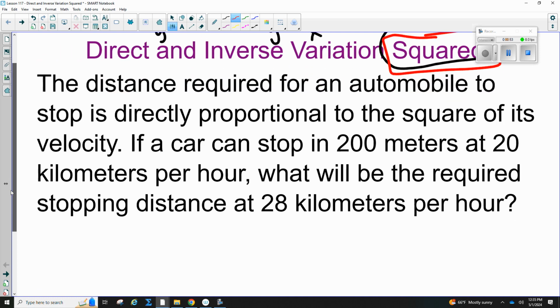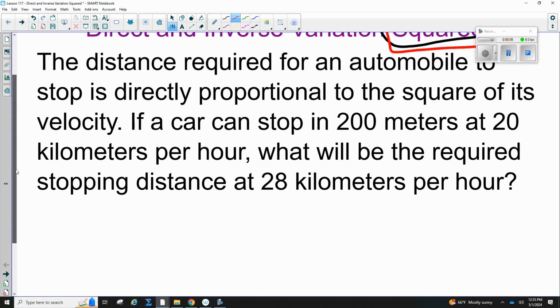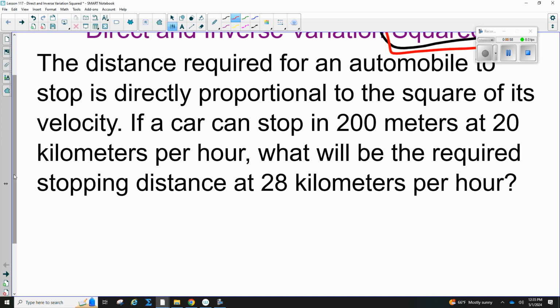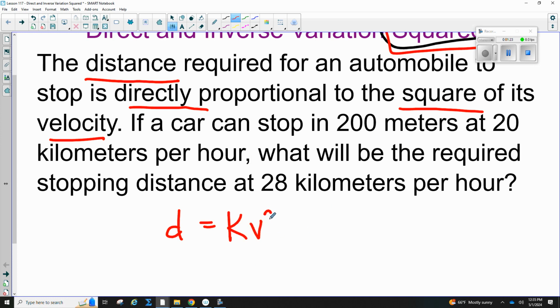The distance required for an automobile to stop is directly proportional to the square of its velocity. So distance is directly proportional to the square of the velocity. So you're going to start with d equals. It goes in order of the variables, like the sentence goes in order of the math, okay? So distance varies directly is k times, but now it's the square of the velocity, and so I do v squared. That's the only new part, okay?